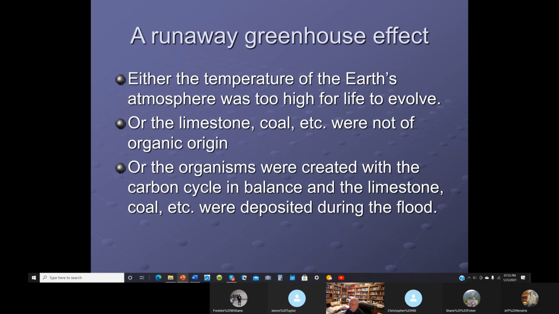It's too hot for life to evolve, and you can't get rid of the carbon dioxide without the life. You can't have it. See? So that's the problem that they have. Any questions or comments?